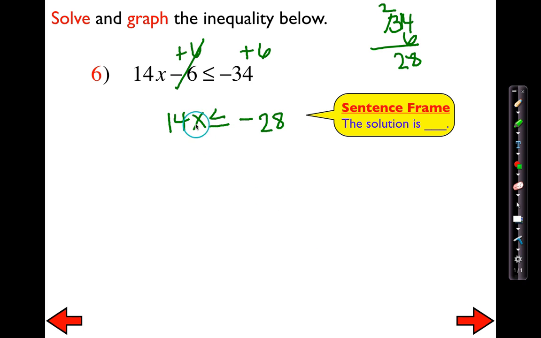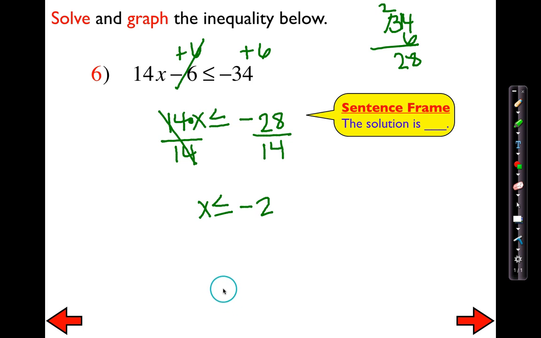Now we're not done. This is 14 times x. I'm going to apply the multiplicative inverse by dividing both sides by 14. Why am I doing that? That's going to create a 1, which is exactly what I need, leaving me with x is less than or equal to a negative 2.